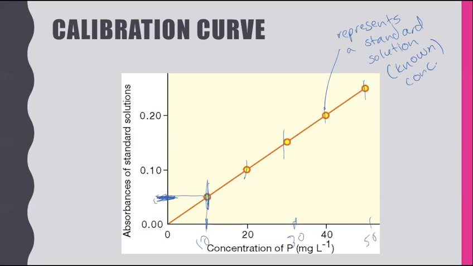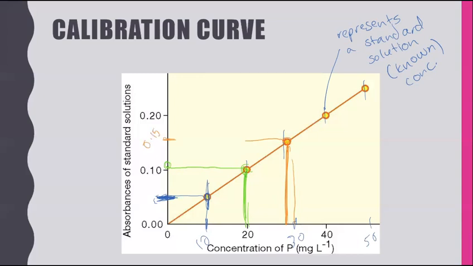So the next standard solution goes in the machine. We know it's got a concentration of 20 milligrams per litre. Then we measure across here and we go, okay, it's reading out an absorbance of 0.11, so I'm going to plot that point there. We're going to do the same thing with the third solution. It might have a concentration of 30. Its absorbance reads out as 0.15, and you plot a point there.